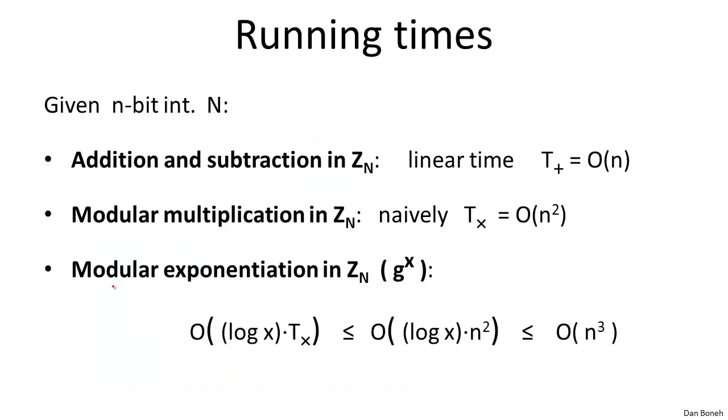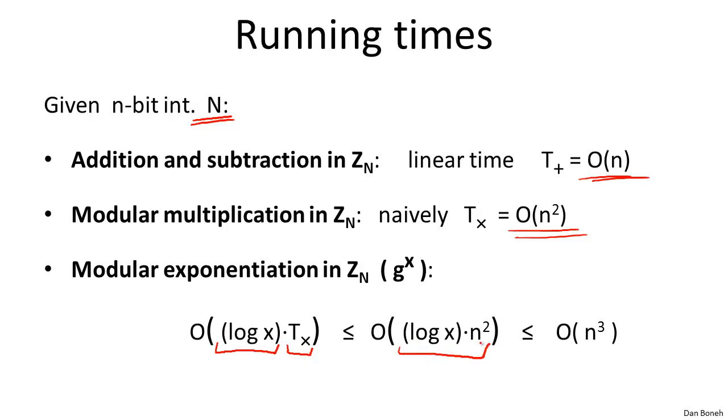Now we can summarize the running times. Suppose we have an n-bit modulus capital N. As we said, addition and subtraction in Zn takes linear time. Multiplication, as I said, Karatsuba actually makes this more efficient, but for simplicity, we'll just say that it takes quadratic time. And then exponentiation, as I said, basically takes log of X iterations, and in each iteration, we basically do 2 multiplications. So it's O of log of X times the time to multiply. And let's say that the time to multiply is quadratic, so the running time would be really n squared log X.